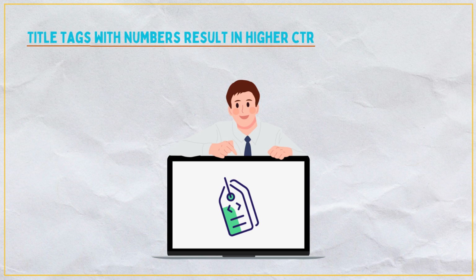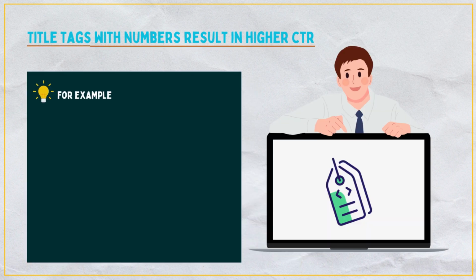Title tags that incorporate numbers often result in higher click-through rates. For example, instead of a title tag that simply states "Learn Digital Marketing," using a number in a tag such as 5 easy ways to learn digital marketing may attract more clicks.